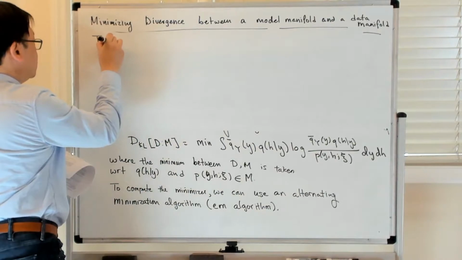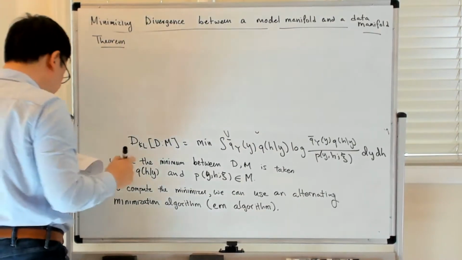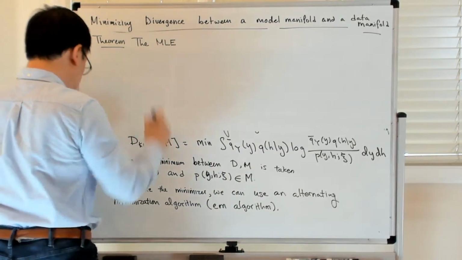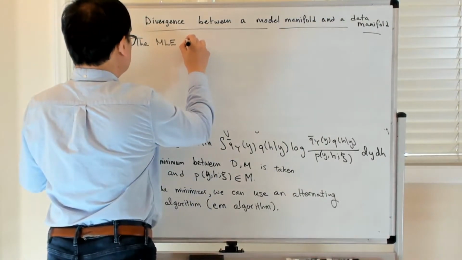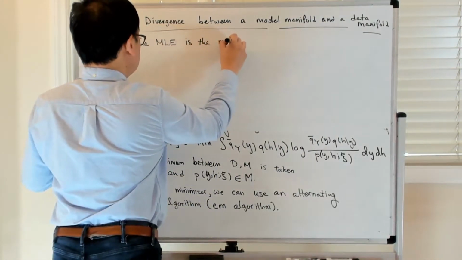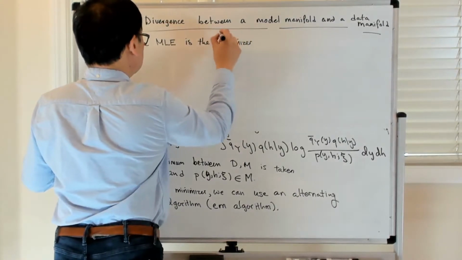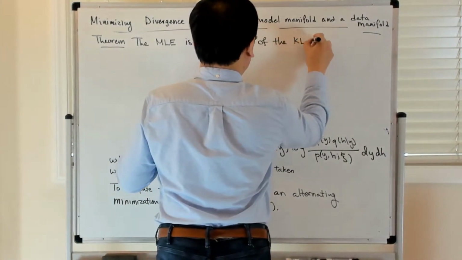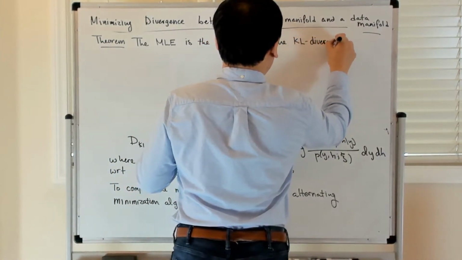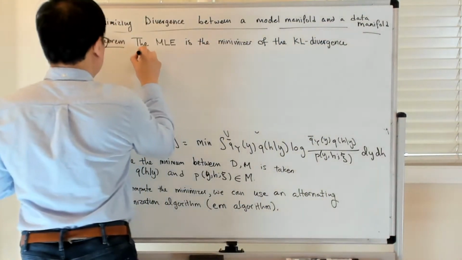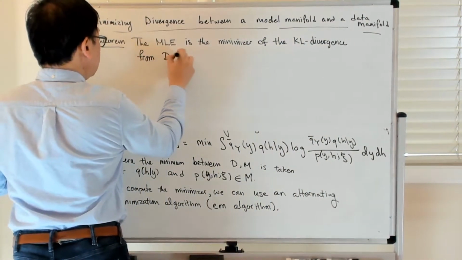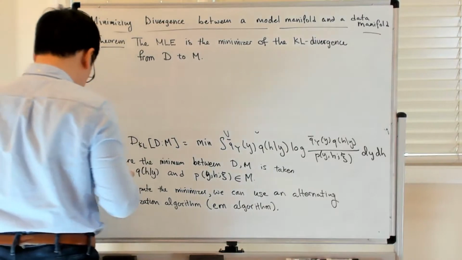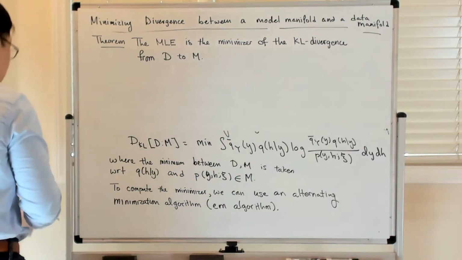So the theorem is that the maximum likelihood estimator is the minimizer of the KL divergence from D to M. Okay. So let's try to prove this.